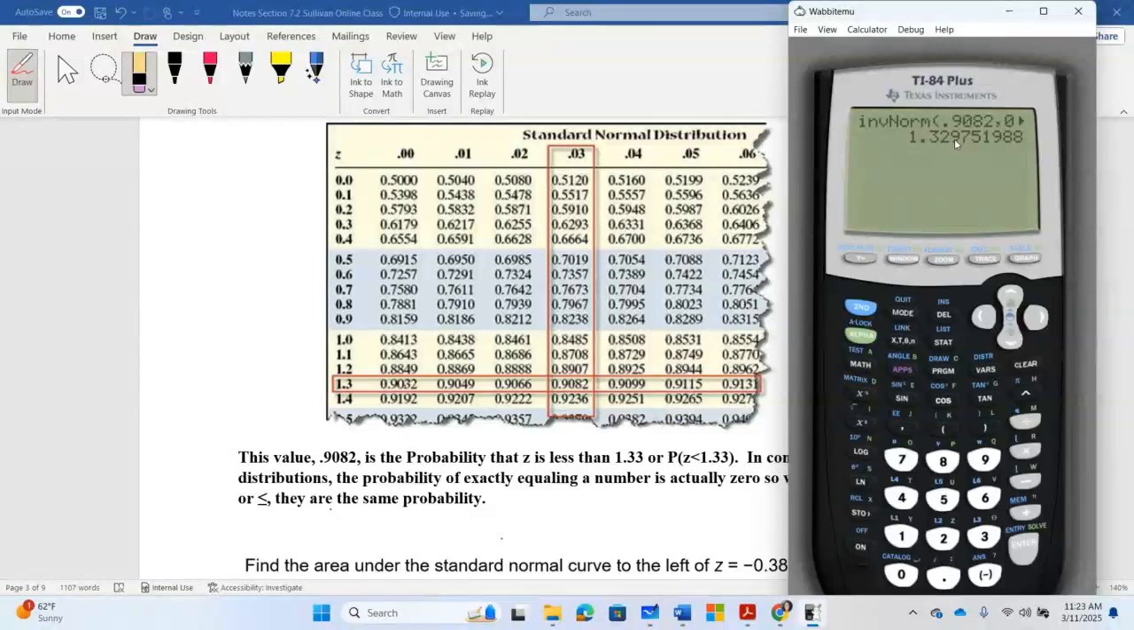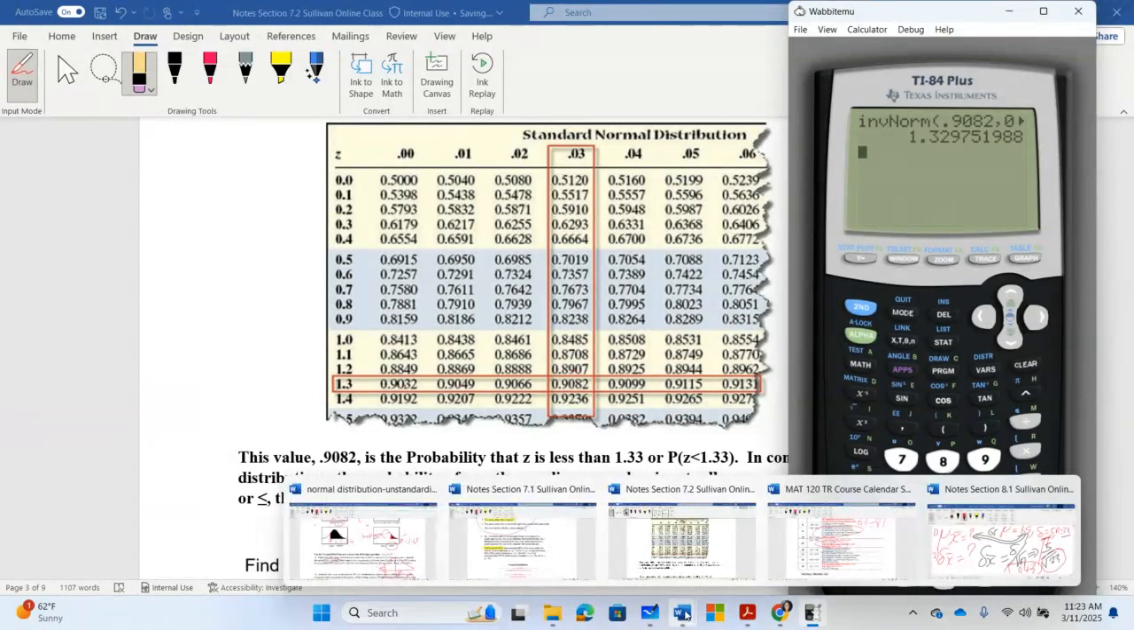So anytime you are told to find the z value corresponding to a number given to you inside the normal curve, of course, that number has to be less than 1. It cannot be up to 1. It cannot be more than 1.